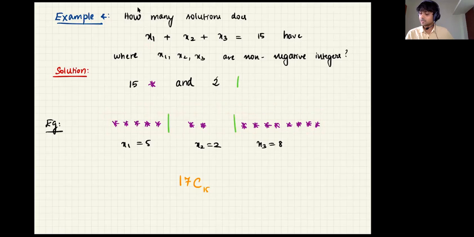So how many of them are there? There are 17 positions, and you have to choose two positions for the bars. So it's either 17C15 or 17C2. Okay, so I got several answers, but some of you who have given a different answer, can you tell me if you have understood this?